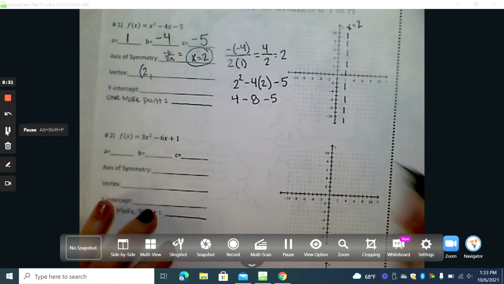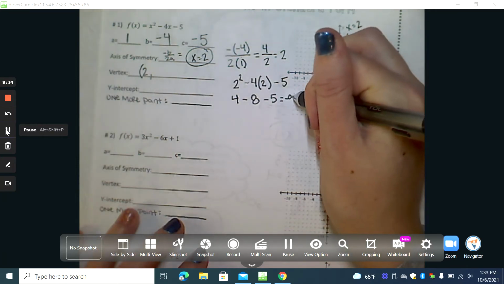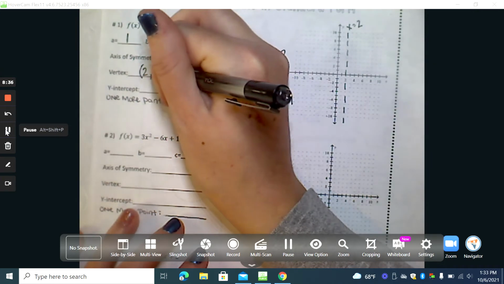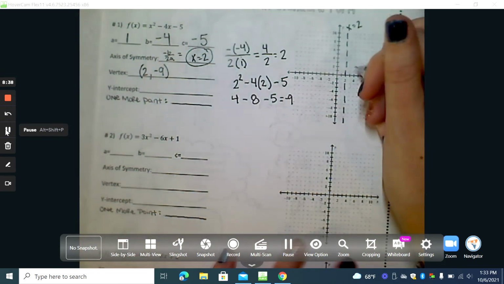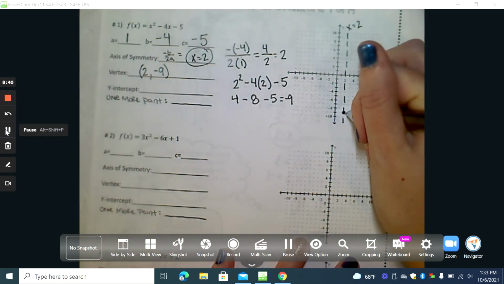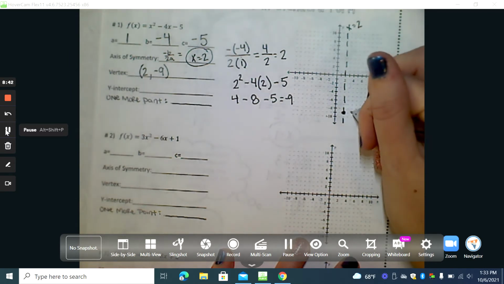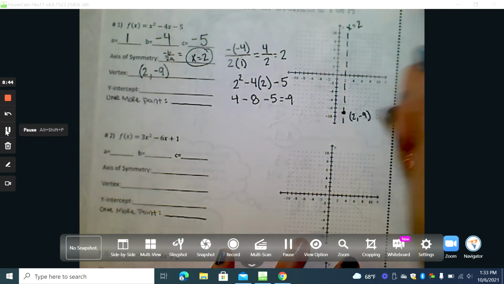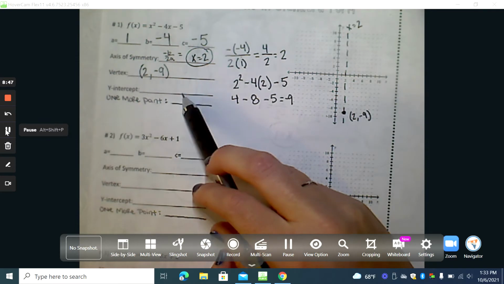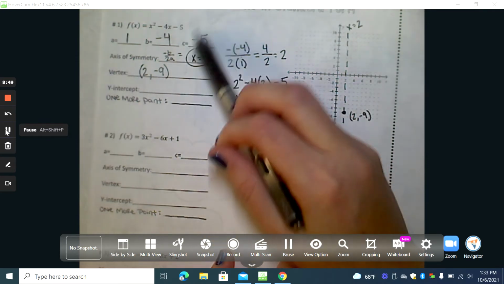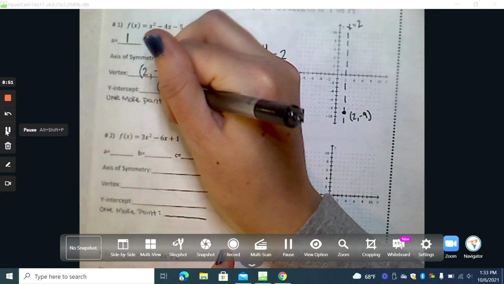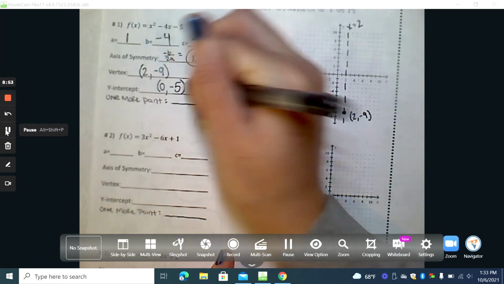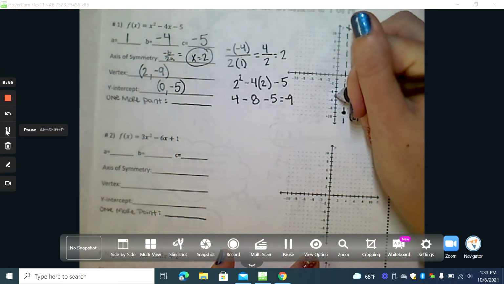4 minus 8 is -4. Minus 5 would give me -9. So (2, -9) is my vertex. Let's go ahead and graph that point all the way down here to -9. My y-intercept comes straight from my c value, -5. So my y-intercept is at (0, -5). That's right here.